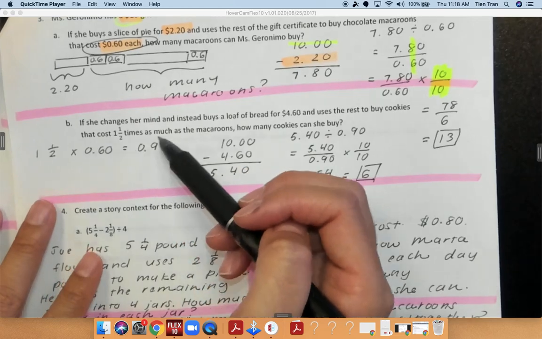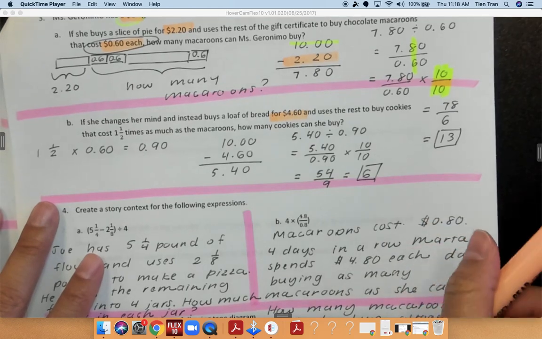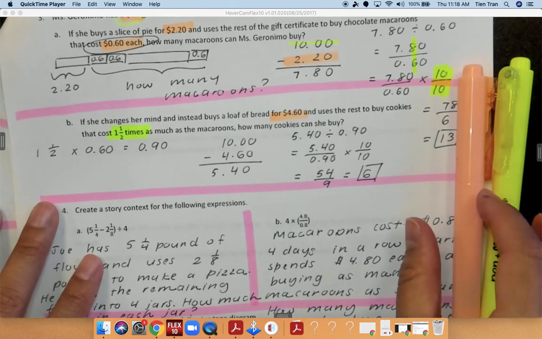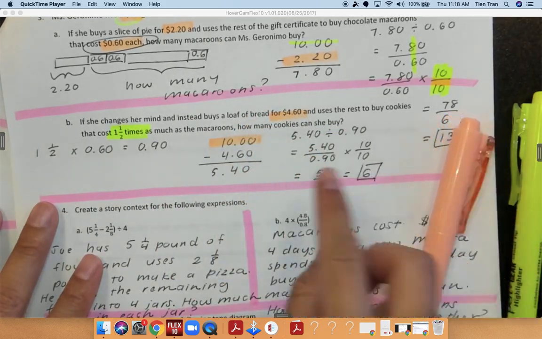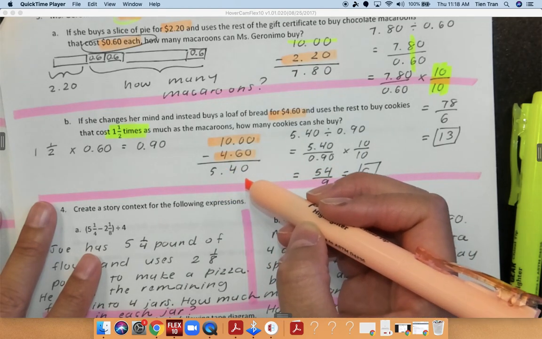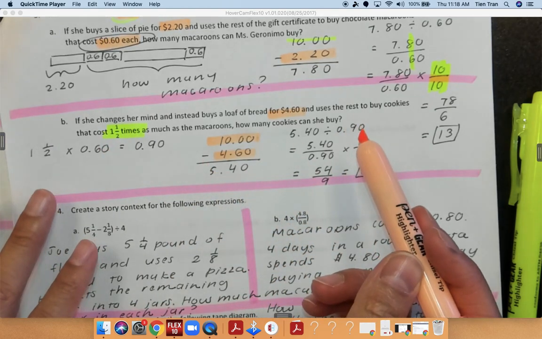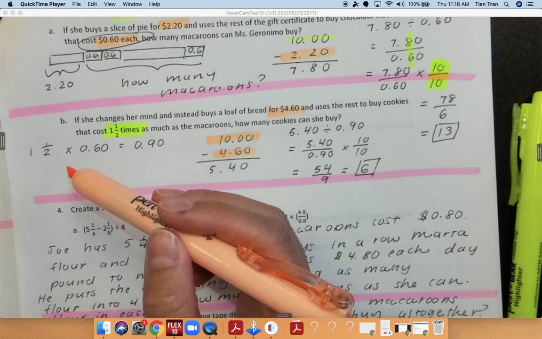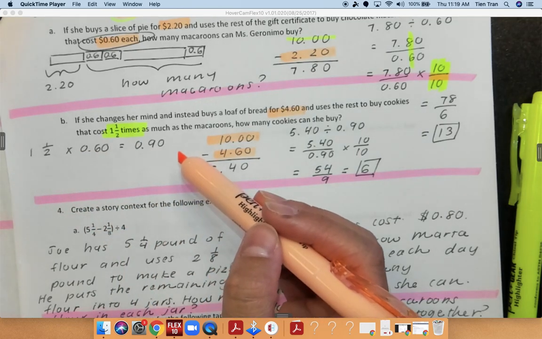Over here, if she changes her mind and instead buys a loaf of bread for $4.60 and uses the rest to buy cookies that cost 1 1/2 times as much as macarons, how many cookies can she buy? So we have, again, the $10 that we got from the previous problem, and we're subtracting $4.60 from it. And what I get when I do that is $5.40. With that $5.40, I'm going to divide it by 90 cents. But first, with the 60 cents, I'm going to multiply 1 1/2 times 60 cents to get 90 cents.